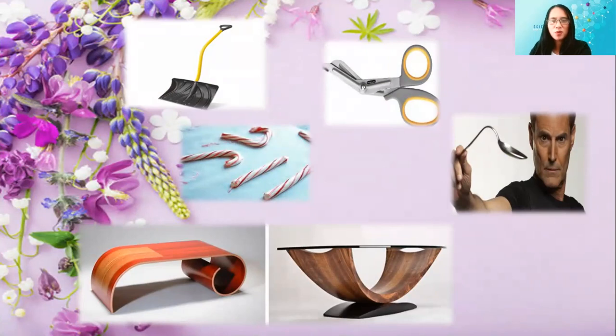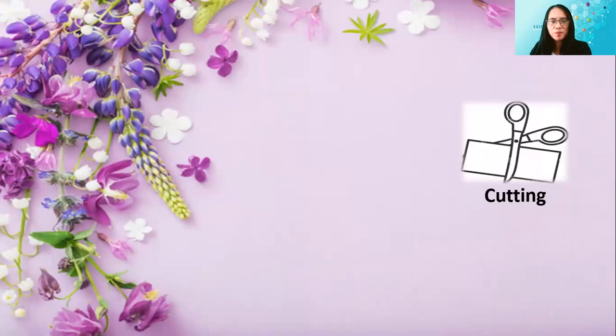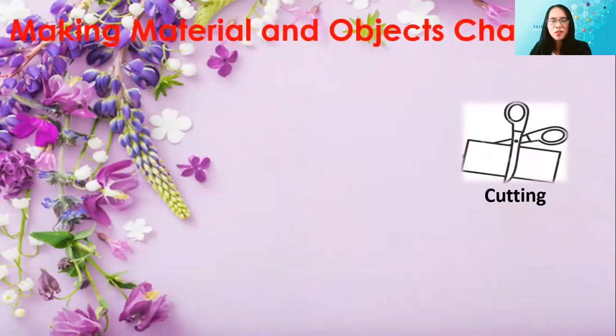Okay, so those are the ways on how to make materials and objects change. So let's wrap up. Making materials and objects change is by cutting. We can use a scissor to cut a paper or a plastic.